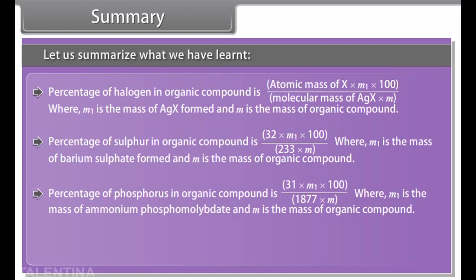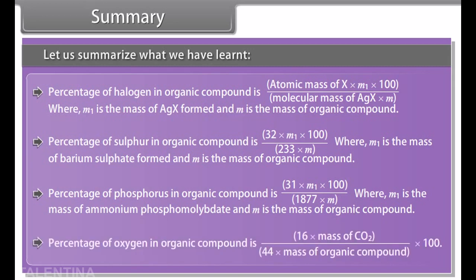Percentage of phosphorus in organic compound is 31 into M1 into 100 divided by 1877 into M, where M1 is the mass of ammonium phosphomolybdate and M is the mass of organic compound. Percentage of oxygen in organic compound is 16 into mass of carbon dioxide divided by 44 into mass of organic compound into 100.